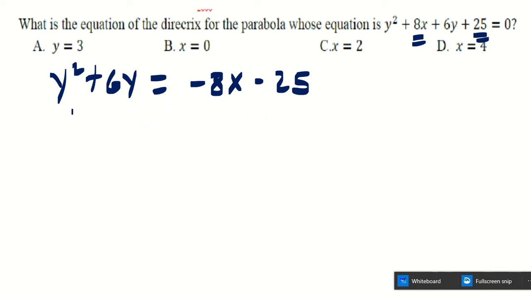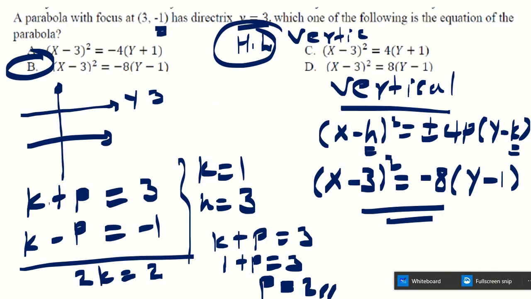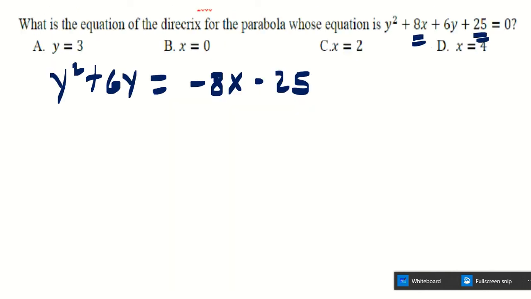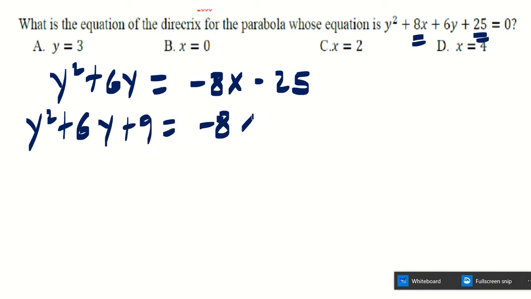So we have to write it in the standard form. Remember in the previous one, if it is vertical, the x will be squared and the y will not be squared on the right side. But this time in our equation the y is squared, so we have the square terms on the left side. Completing the square, we take half of 6, which is 3. 3 squared will be added to both sides. So y squared plus 6y plus 9 is equal to negative 8x minus 25 plus 9 again.